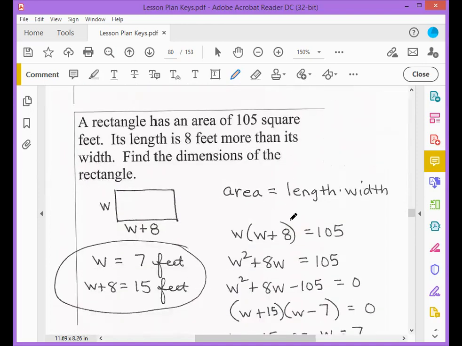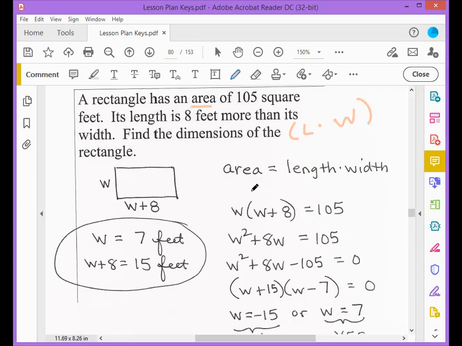All right, in the next example, we're told a rectangle has an area of 105 square feet. Its length is 8 feet more than the width, and we want to find the dimensions of that rectangle. So we want to know what is L and what is W. First of all, remember that to calculate the area of a rectangle, you multiply length times width.